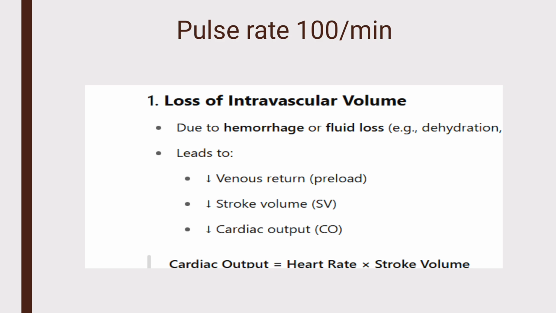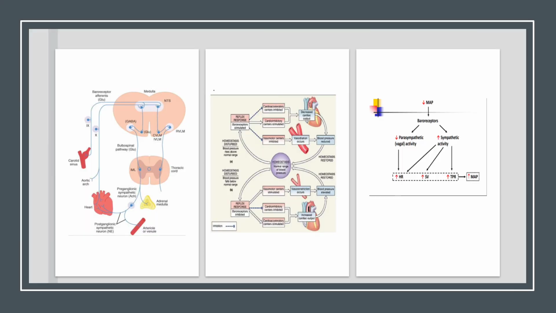So, why is the pulse rate increased? There is loss of intravascular volume due to fluid loss. In this case, it is due to dehydration. That will lead to less venous return or preload, and it will reduce the stroke volume and the cardiac output. And we know that cardiac output is equal to heart rate into stroke volume. So, in order to keep the cardiac output constant, we need to raise the heart rate. So, how can we raise the heart rate?